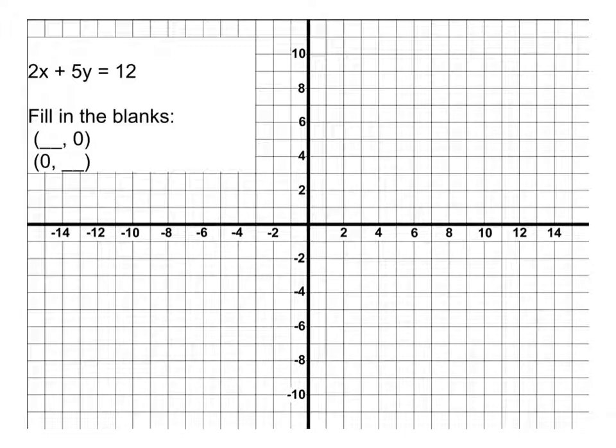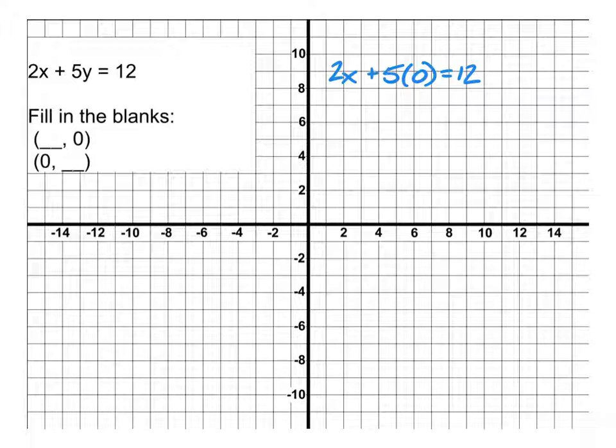So I'm just going to do this one first here. So blank, comma, 0. What is 0 in this point? Is that the x or is that the y? The y. And so what that tells me is that I'm going to take that 0 and I'm going to plug it in for y in the equation up here. So I'm going to do 2x plus 5 times 0 equals 12.